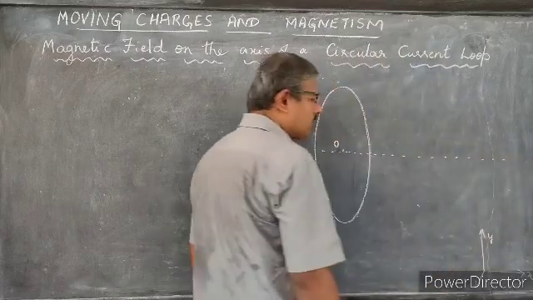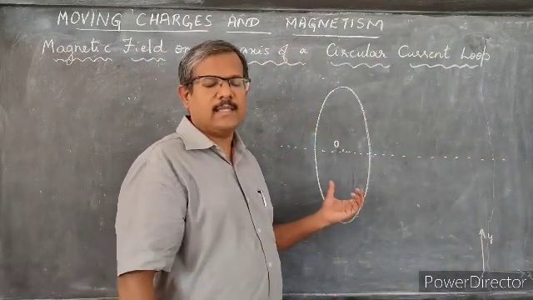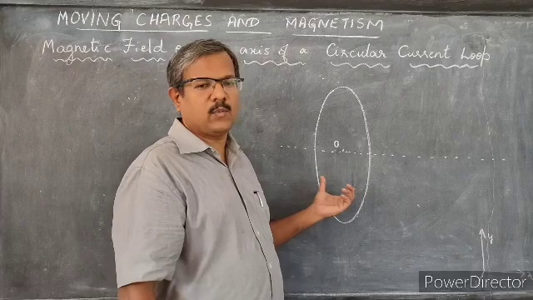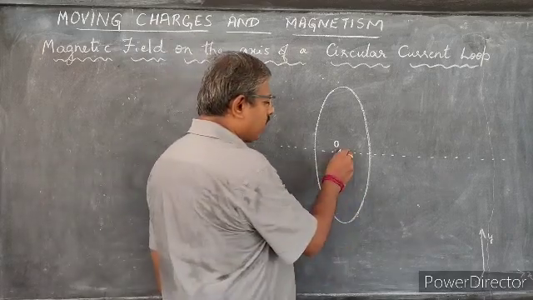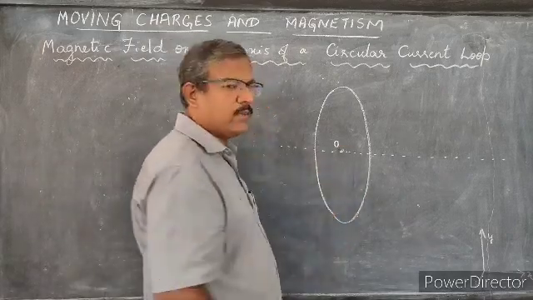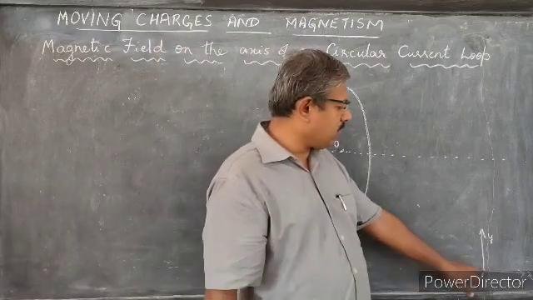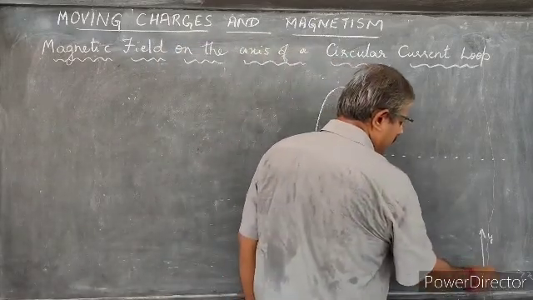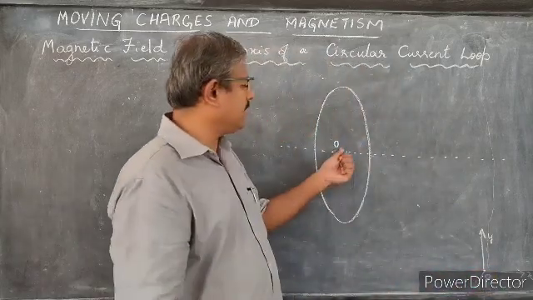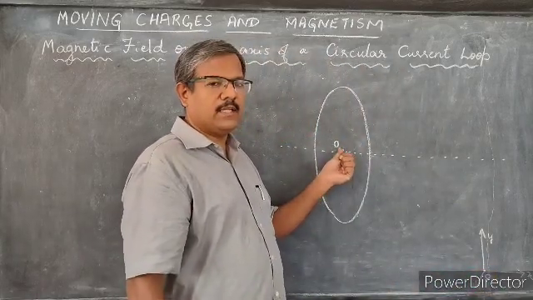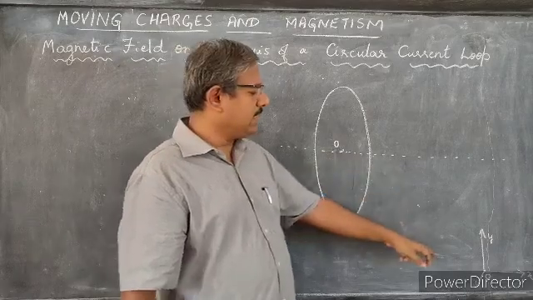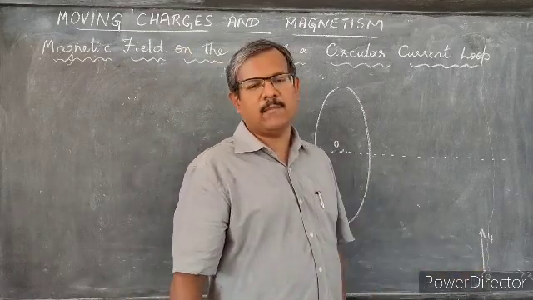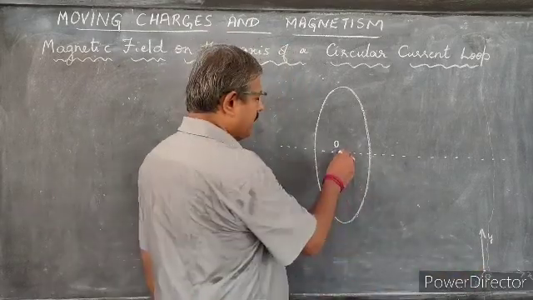So let's assume it has a center O and there is an axis passing through the center. I have placed my circular current loop in such a way that the center of this loop coincides with the center O of the three-dimensional coordinate system.